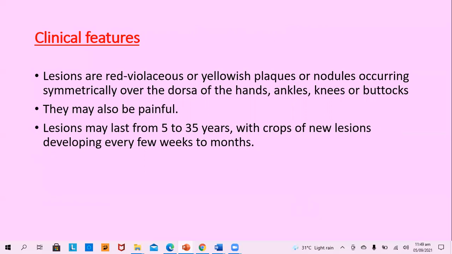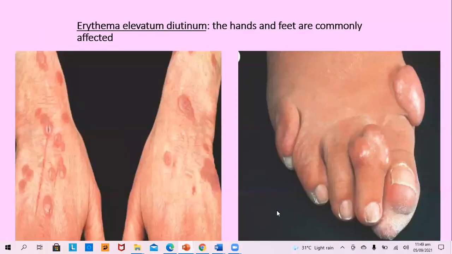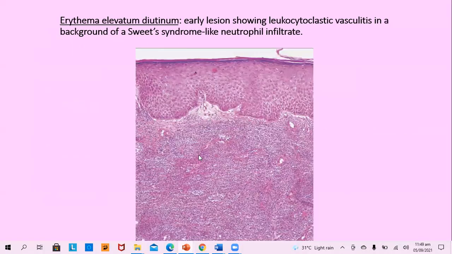Clinical features. Erythema elevatum diutinum lesions are red violaceous or yellowish plaques or nodules occurring symmetrically over the dorsal surfaces of hands, ankles, knees, and buttocks. The lesions may be painful. Lesions may last for 5 to 35 years, with crops of new lesions developing every few weeks to months. So a prolonged and chronic illness. You can see hands and feet are the commonly affected sites.